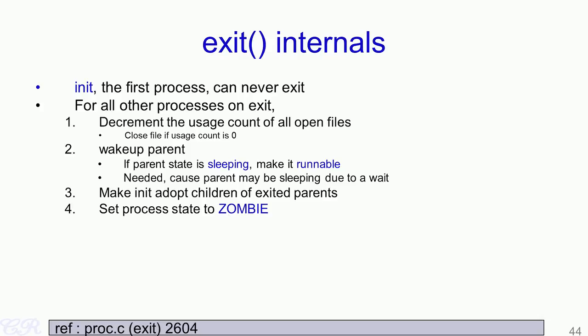Now, let us look at the exit system call from an operating system perspective. First, we notice that the sbin/init, the first process in the system, can never exit. All other processes can exit either by invoking the exit system call or involuntarily by a signal. When such a process exits, the operating system will do the following operations. First, it decrements the usage count of all open files. If the usage count happens to be 0, then the file is closed.